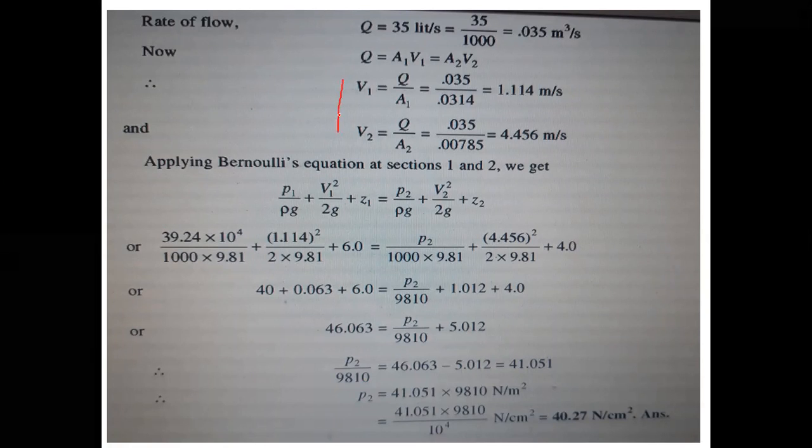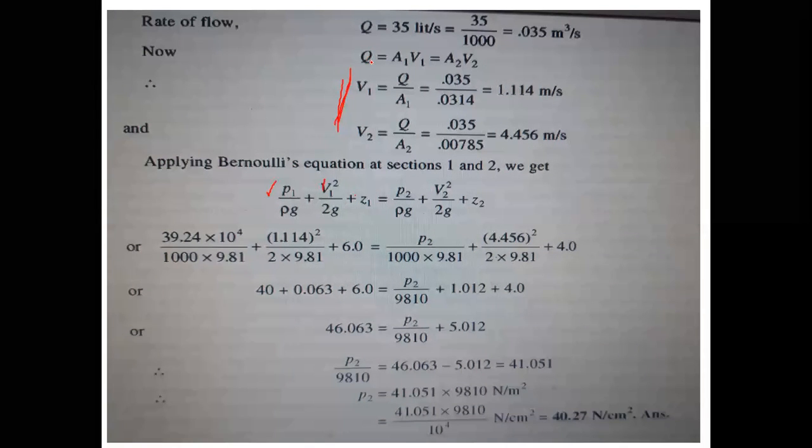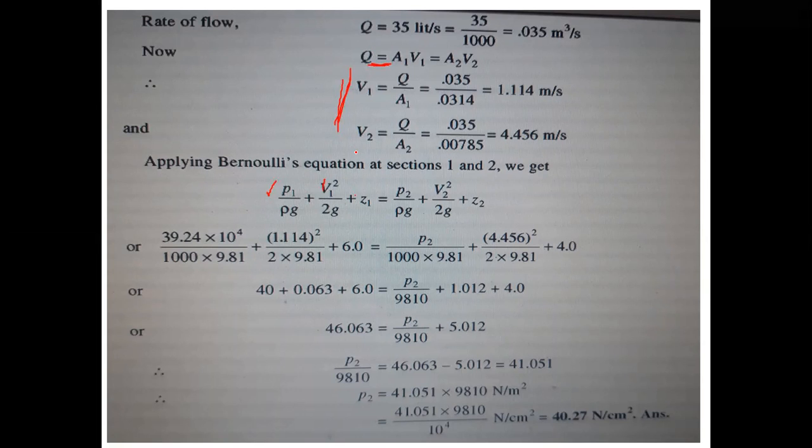Why are you finding V1 and V2? ఎందుకంటే మనకి Bernoulli's equation లో we are having the velocity energy. Pressure energy, velocity, kinetic energy plus datum energy. So kinetic energy lో V1 ఉంది కాబట్టి from this discharge equation V1 ని తీసుకొని బయట పెట్టాం, V2 ని తీసుకొని బయట పెట్టాం.